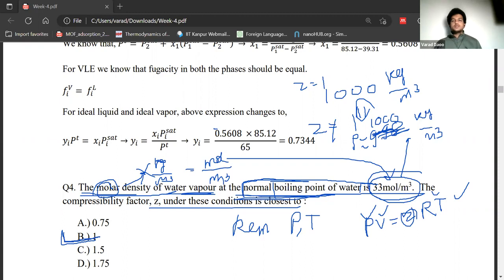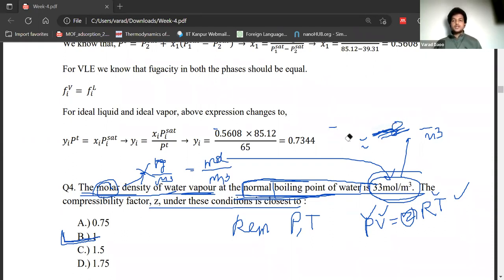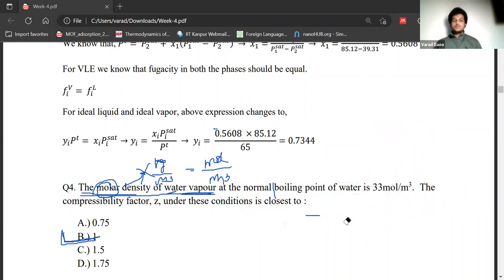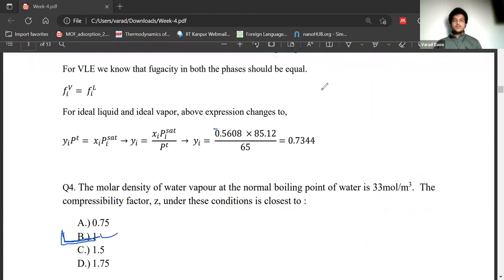So anybody got the answer? I will clear the screen. I hope the question and hints are clear to everyone. I will now start with the solution. The correct answer is option B.